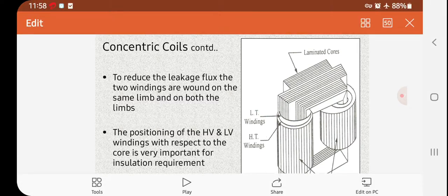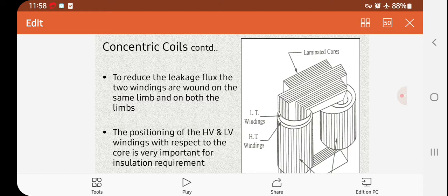In cylindrical type winding, the winding is layered type, and it is made up of turns helically wound round with the turns close to each other. Hence, the height of the winding is equal to the height of the limb.